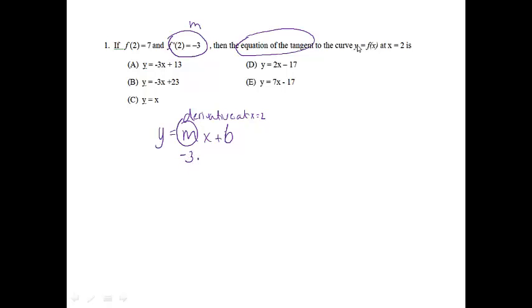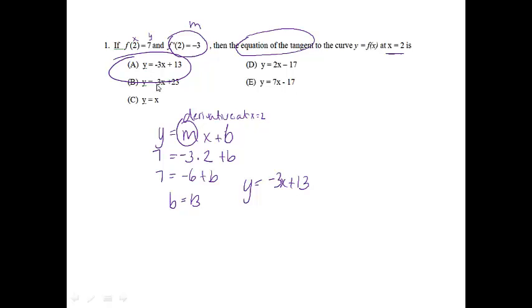Okay, my x value, they told me that it was going to be occurring at x equals 2. And then my y value, they told me that when x is 2, my y value is going to be 7. So they actually gave me all the information. I didn't have to go fishing it out of anything. So now I'm going to have 7 equals negative 6 plus b. And then if I add 6 to both sides, I will get 13. So the equation of my tangent line will be negative 3x plus 13, which is choice A.